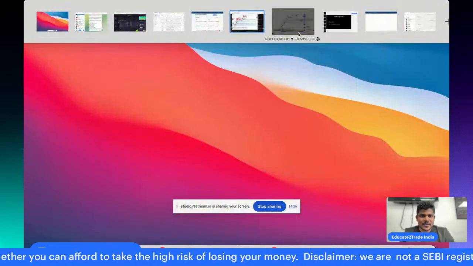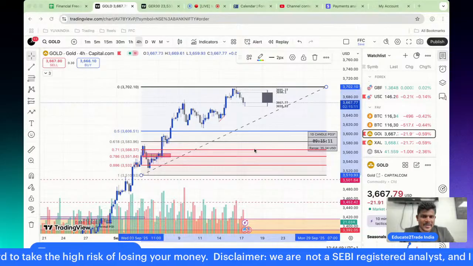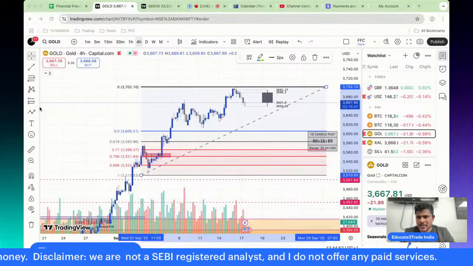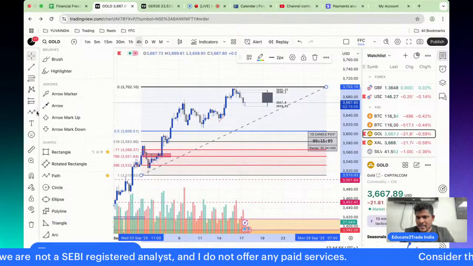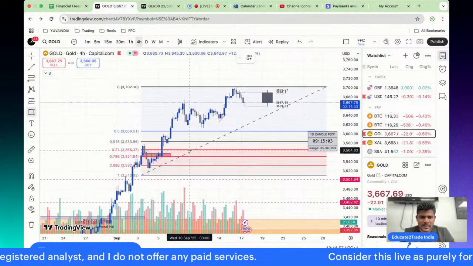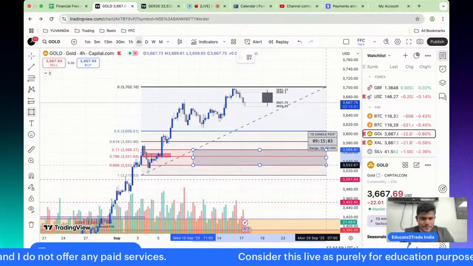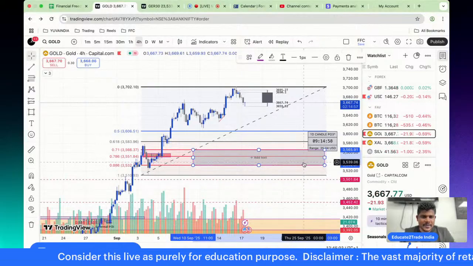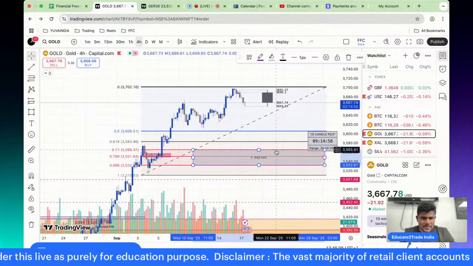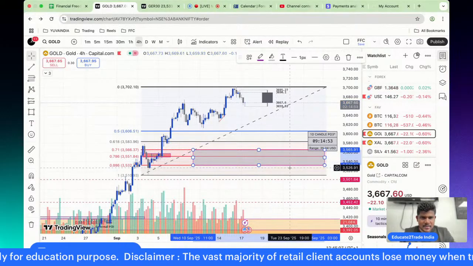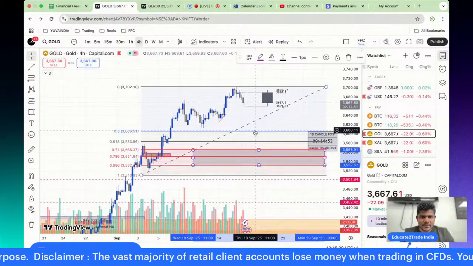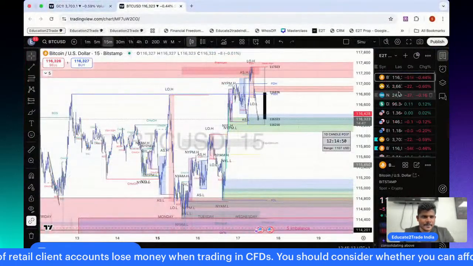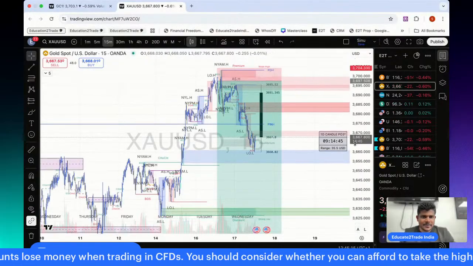So with respect to this thesis, basically I won't be even surprised if the price is coming back to this particular zone, which is 3565 followed by 3532. But the first target always remains, as we have already discussed, this is going to be the first target.